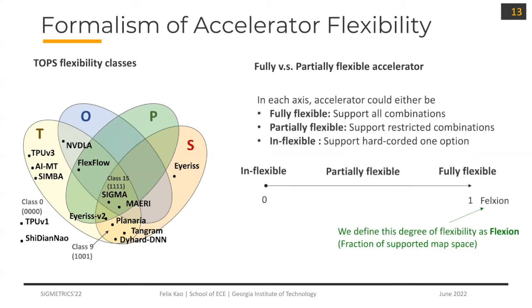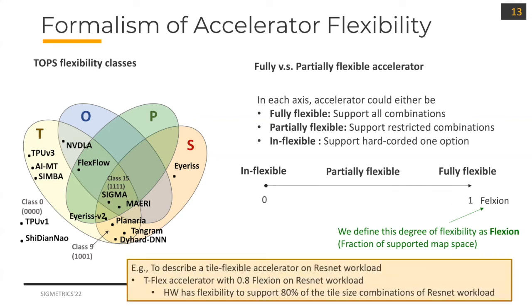Next, along each axis, we can choose to fully support it, partially support it, or be inflexible and stick to one mapping option. So the flexibility degree can range from 0 to 1. The flexibility degree here, we call it flexion. It means the fraction of the supported map space. For example, to describe a tile-flexible accelerator on a ResNet workload, we could say it is a T-flex accelerator with 0.8 flexion on ResNet workload. It means the hardware has the flexibility to support 80% of the tile size combinations of the ResNet workload.